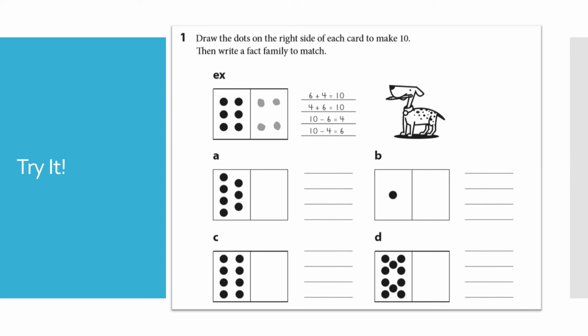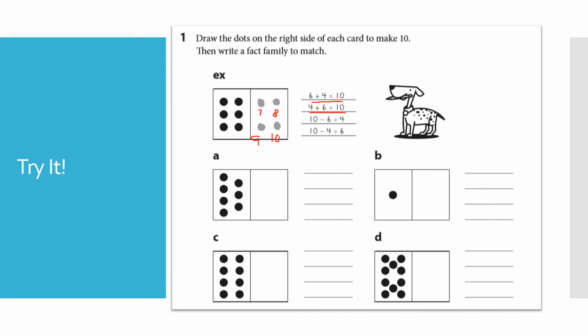So to figure out what you'll need to draw, you're going to have to count on from your first addend. I see 6 dots in my first card. So now we have to count on 7, 8, 9, 10. So that's how I knew that we had to add 4 more. So 6 plus 4 equals 10. We can also think about it the other way, starting with 4 and then adding 6 to equal 10.